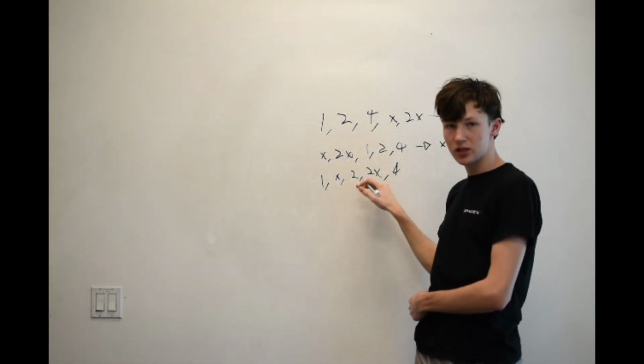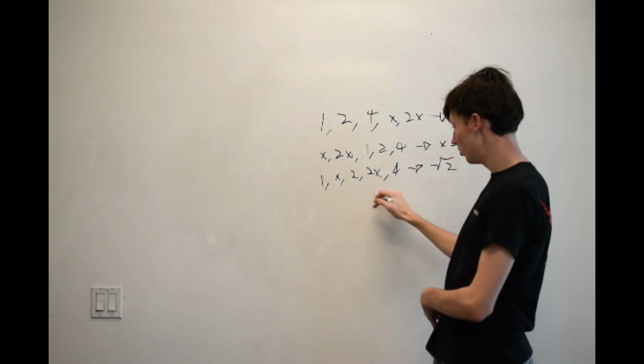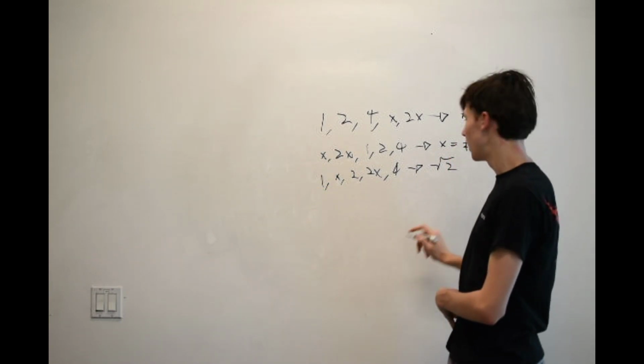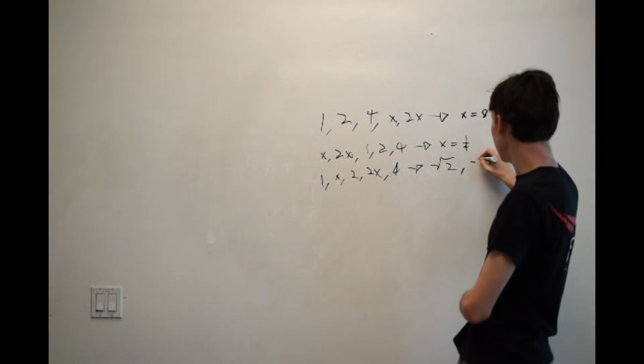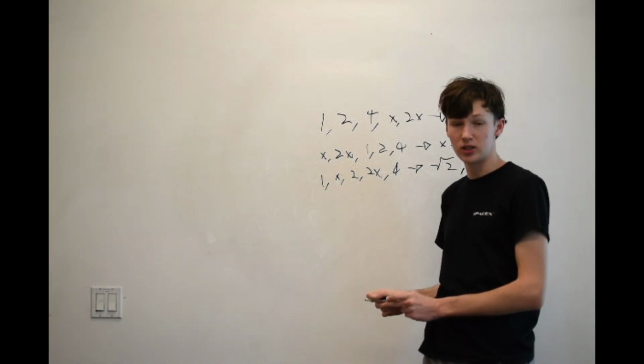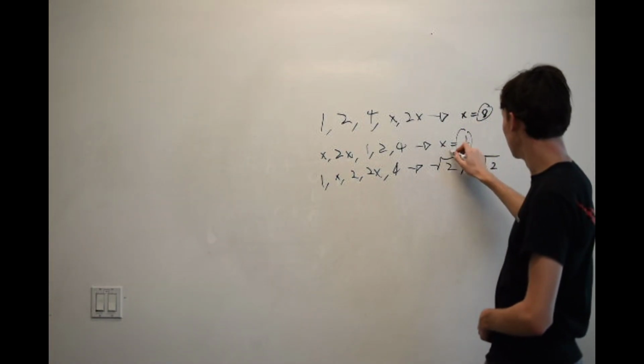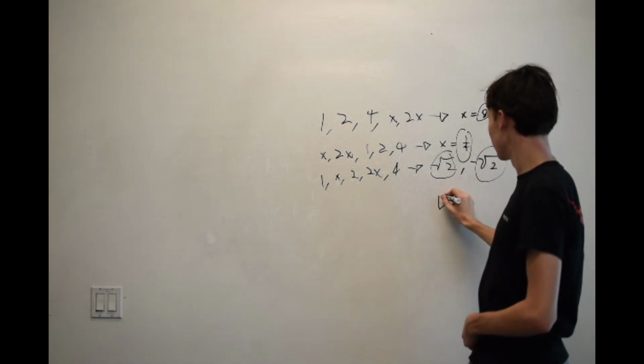But for this case, there are two different values. x can equal the square root of 2, in which case the whole sequence is positive, or x can equal the negative square root of 2, in which case it's an alternating geometric sequence. So we have 4 possible values of x, so D is your answer.